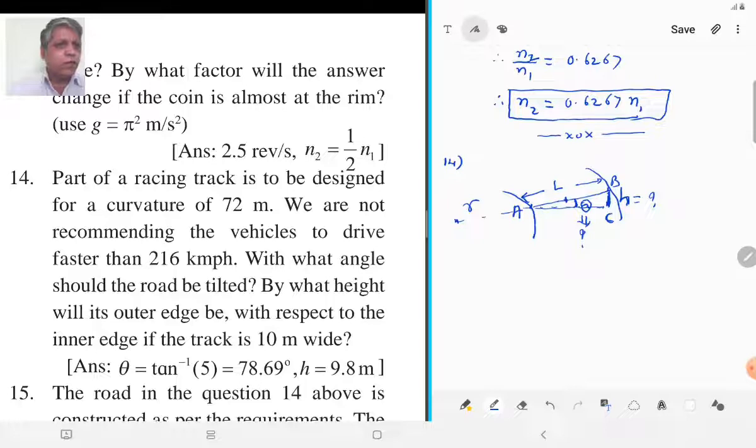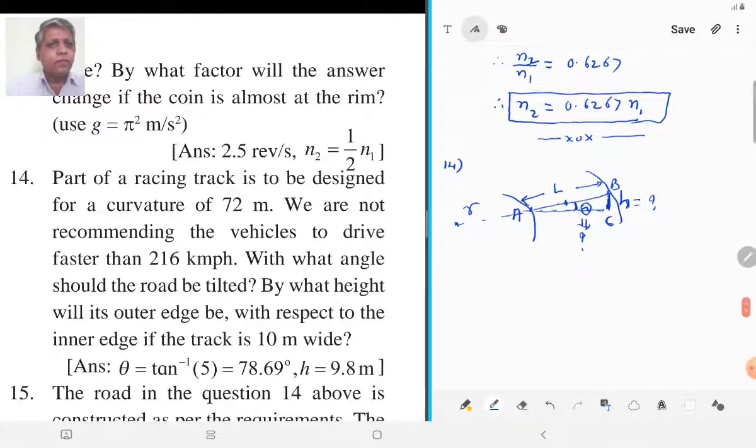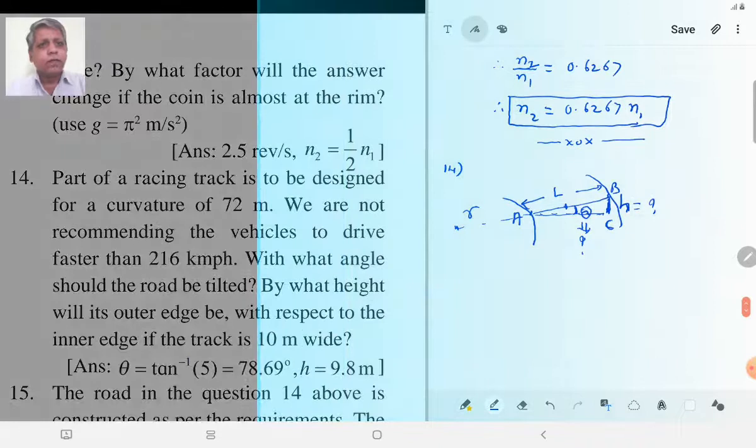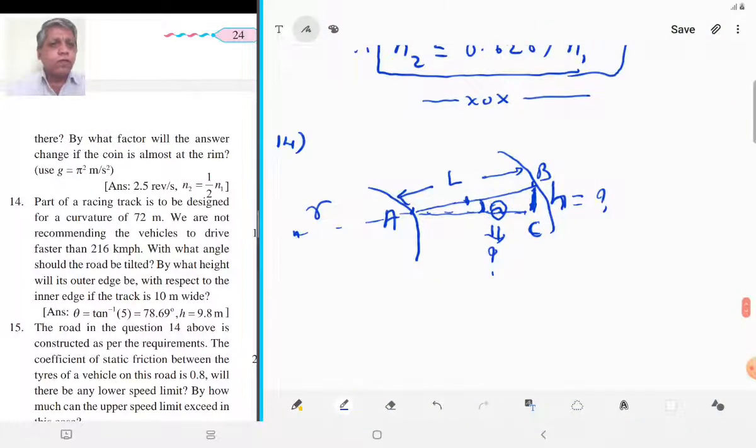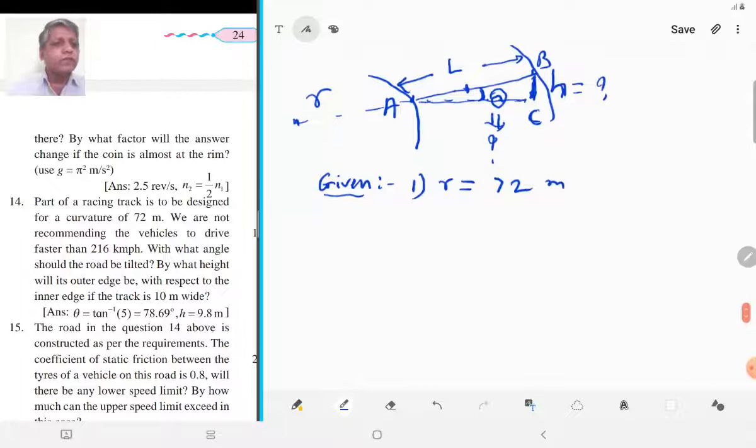Here the given points in this example: the first given point is small r, that is the radius of this racing track, 72 meter. The second given point is the maximum velocity.